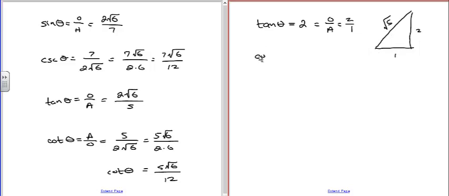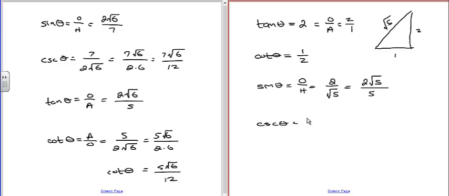Now, again, we can do the cotangent of theta easily. It's just going to be 1/2. It's the reciprocal of that. Let's do the sine of theta. Sine of theta is opposite over hypotenuse. Opposite is 2. Hypotenuse is square root of 5. If we multiply and divide by the square root of 5, we'll get that. The cosecant of theta is hypotenuse over opposite, so we get the square root of 5 over 2.